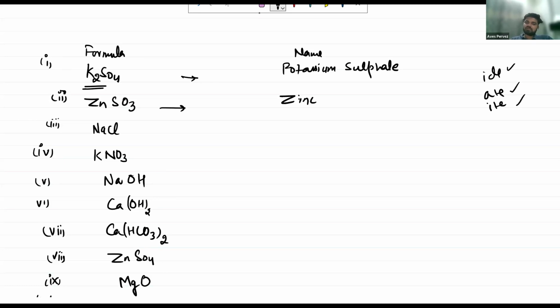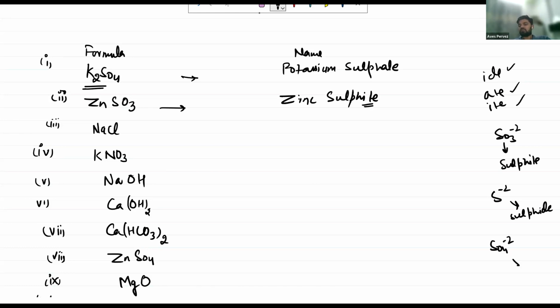Zinc sulfite, ITE. SO3 2- is sulfite. Okay, only S 2- is sulfide. And SO4 2- is sulfate. Understood, everybody?